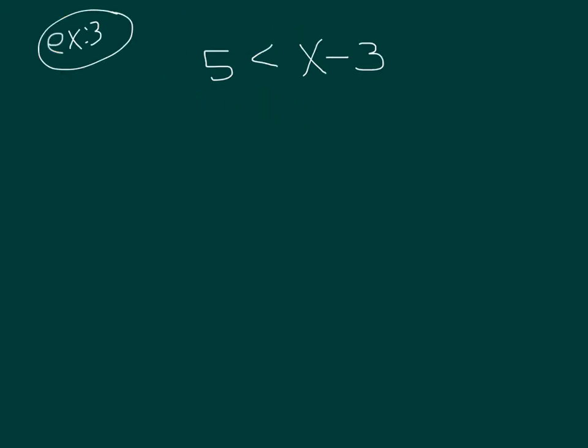Here's the final example I would like to do with you. You could read this as 5 is less than x minus 3, and that would be correct. However, you always like to try to read from the side of the variable. So x minus 3 is greater than 5. If you are someone like me who likes to have the variable on the left side, you can do that. Except it's not as easy as it would have been with an equal sign.